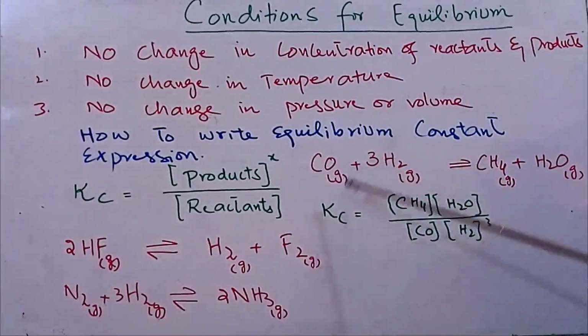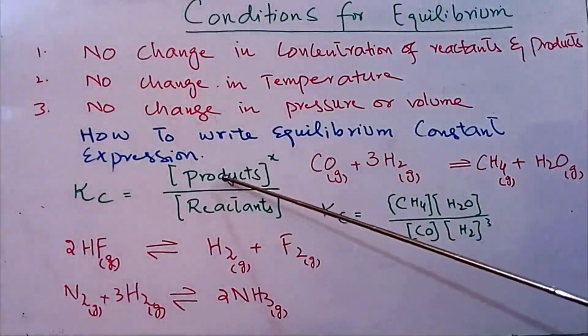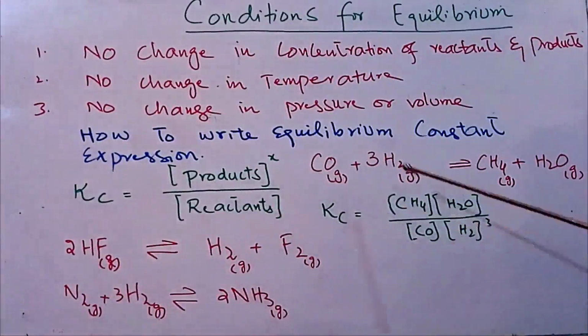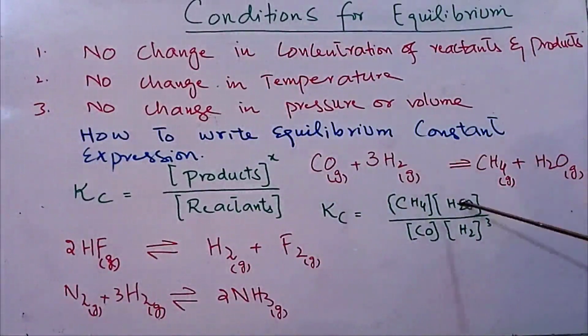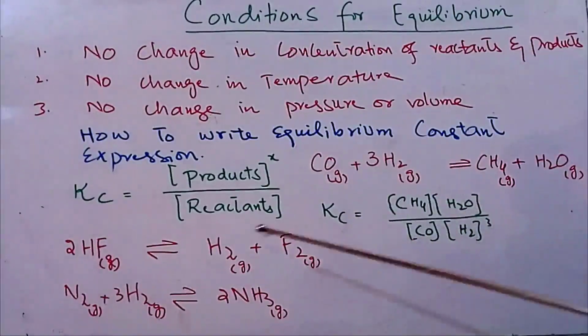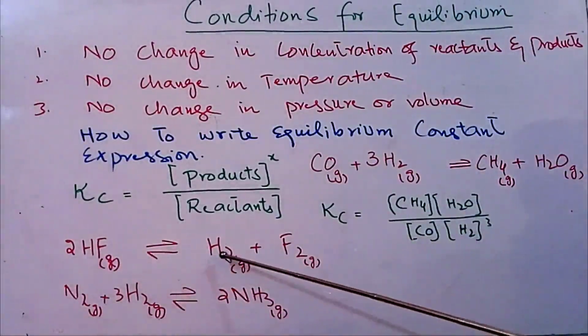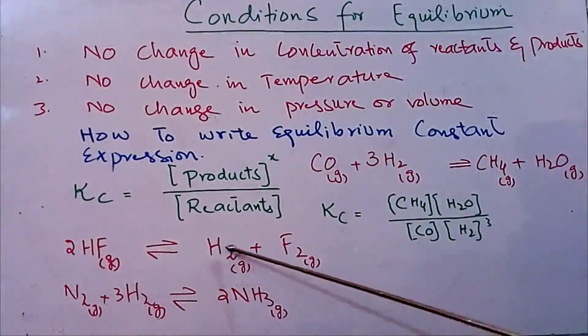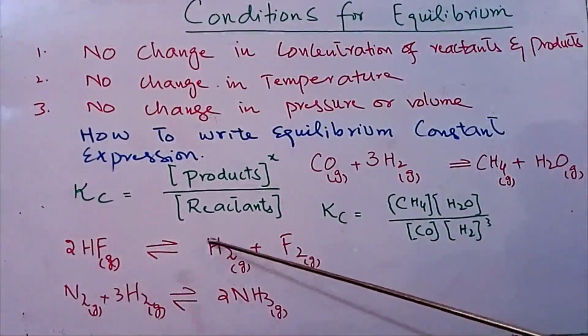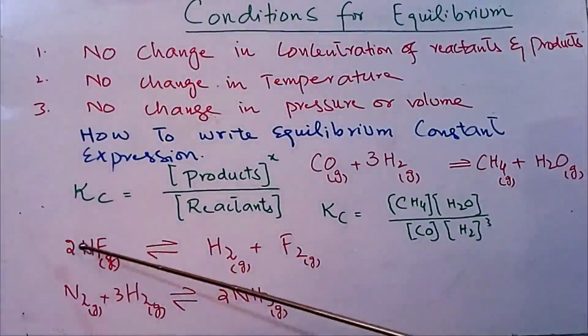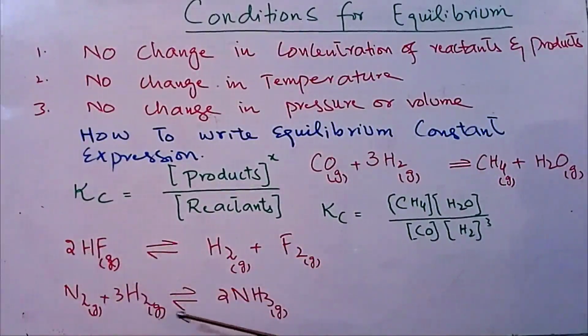Now Kc मैंने आपको पहले बता दिया कि it is always equal to products divided by the reactants. तो हम जब भी लिखेंगे हम products को ऊपर लेके जाएंगे न्यूमरेटर में और reactants वाली साइड को नीचे लेके जाएंगे डिनोमिनेटर में. ठीक है. Similarly अगर आप इस रिएक्शन को लिखना चाहें तो Kc value for this reaction will be the molar concentration of hydrogen multiplied by the molar concentration of fluorine and divided by the molar concentration of hydrogen fluoride raised to power 2. For this reaction Kc will be equal to the molar concentration of ammonia raised to power 2, divided by the molar concentration of nitrogen multiplied by the molar concentration of hydrogen raised to power 3.